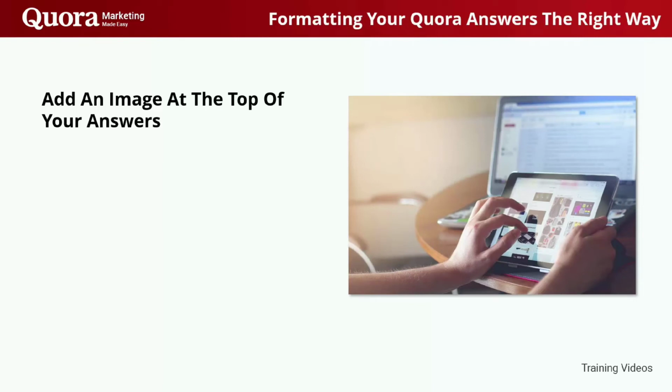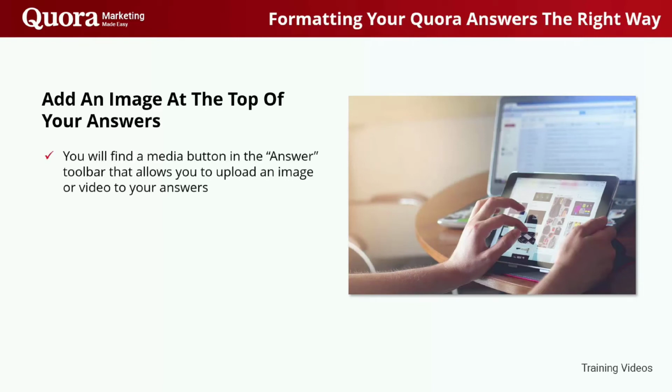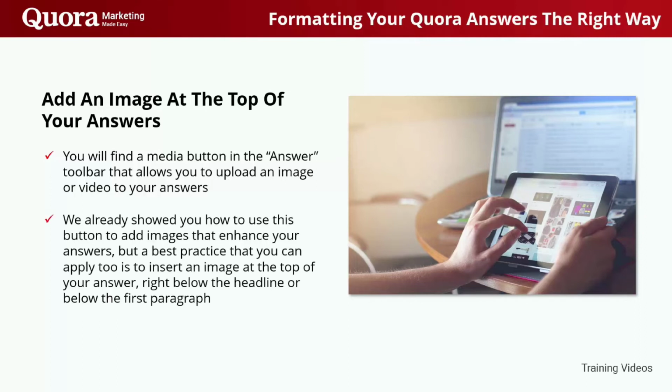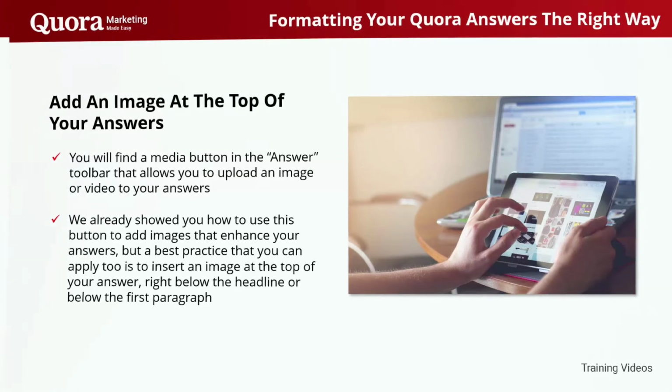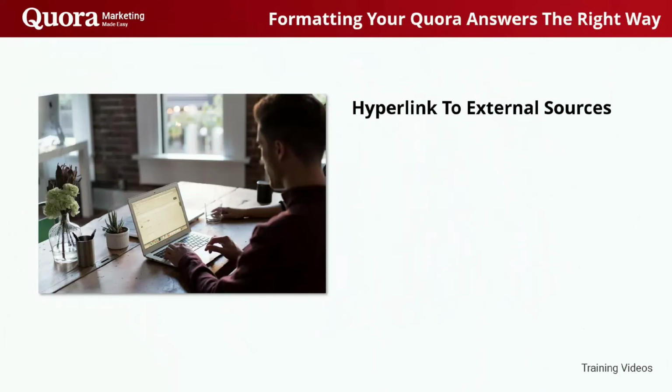Add an image at the top of your answers. You will find a media button in the answer toolbar that allows you to upload an image or video to your answers. We already showed you how to use this button to add images that enhance your answers, but a best practice that you can apply too is to insert an image at the top of your answer, right below the headline or below the first paragraph. This image will appear as a thumbnail when users see your answer in their feed, increasing the visual appeal of your posts.